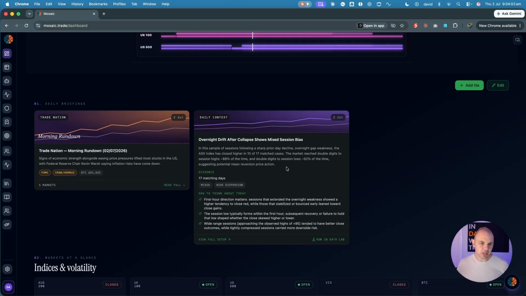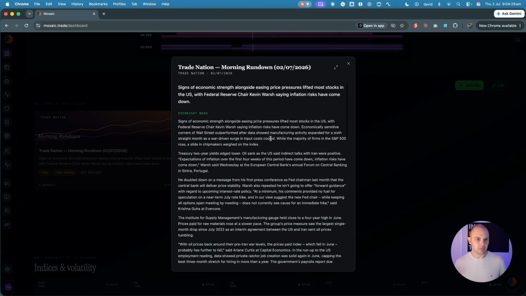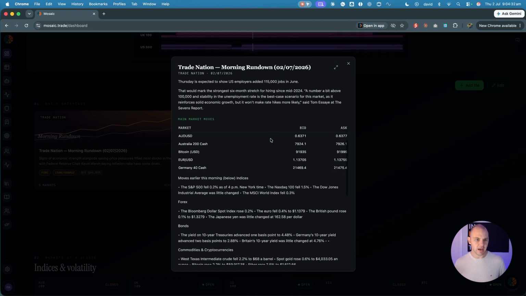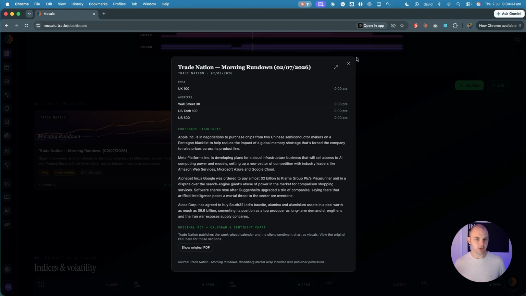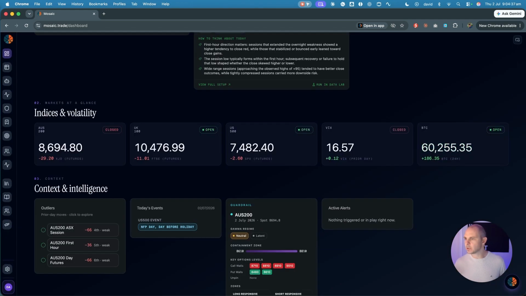So again, this is just a perspective, but it allows you to go run it yourself, have a little bit of a dig into that to help you get your trading plan in order for the day. So it's obviously not to predict what is going to happen, just to simply show you what those similar days have done in the past. We've got a Trade Nation morning rundown here. Again, this is just a bit of a summary of what happened overnight, if you want to have a look through that.